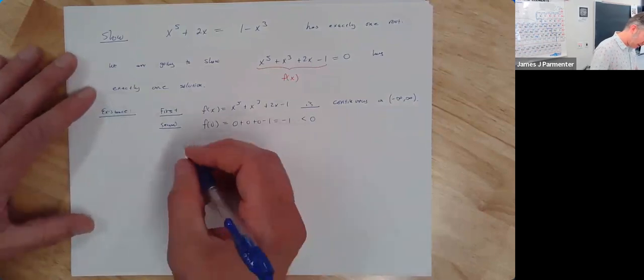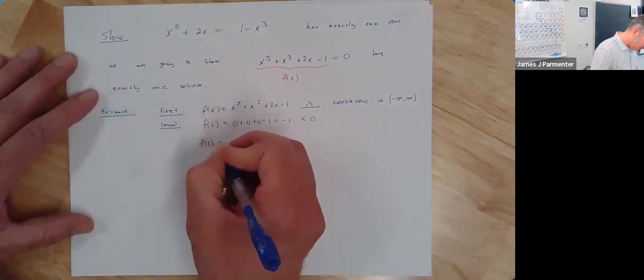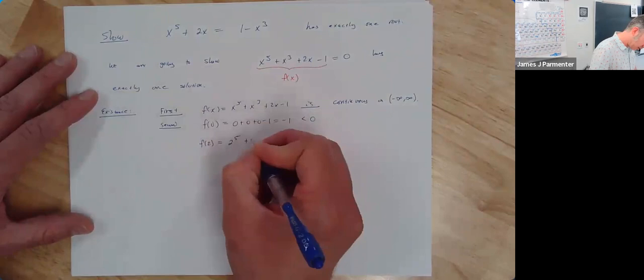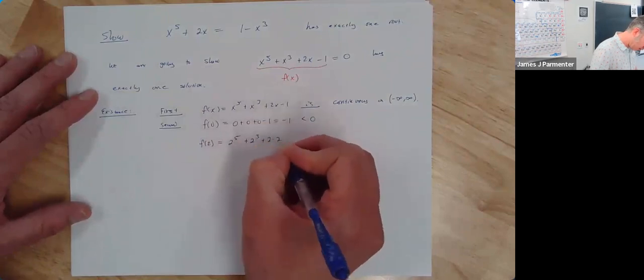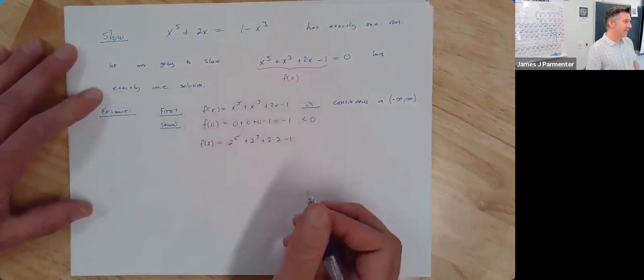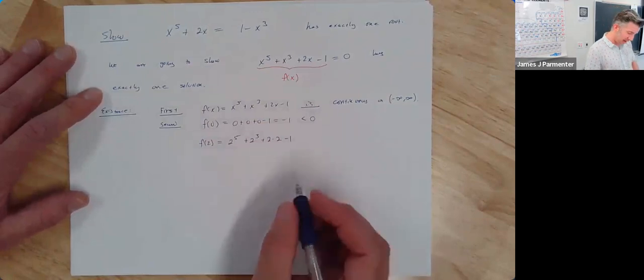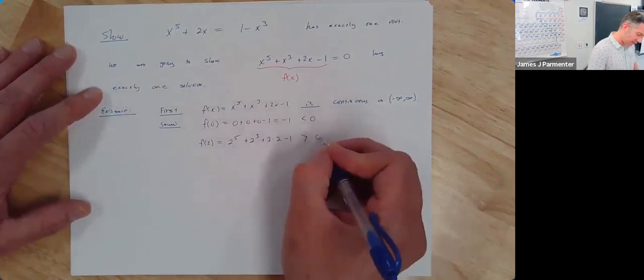Let's pick 2 just for fun. f of 2 is going to be 2 to the fifth plus 2 cubed plus 2 times 2 minus 1. And I don't really want to know what that is. I don't even know what that is. I know that it is for sure positive.